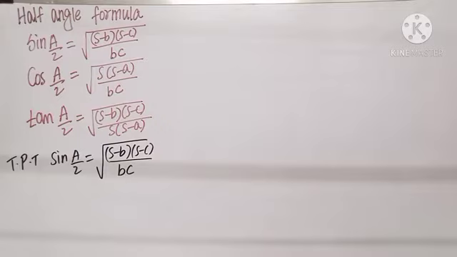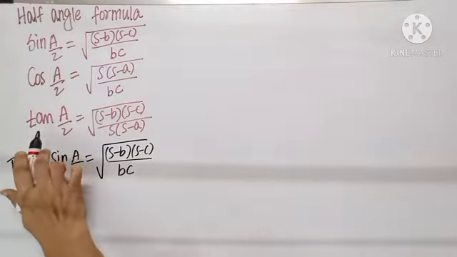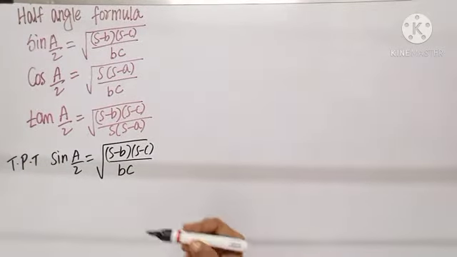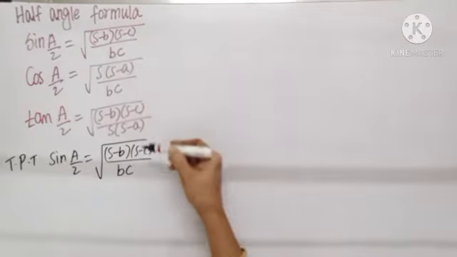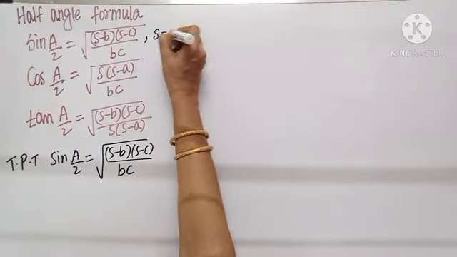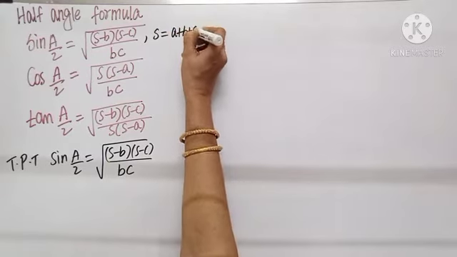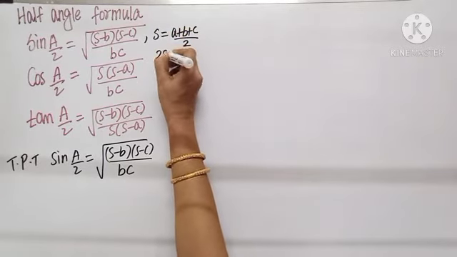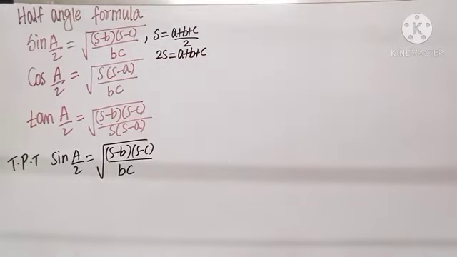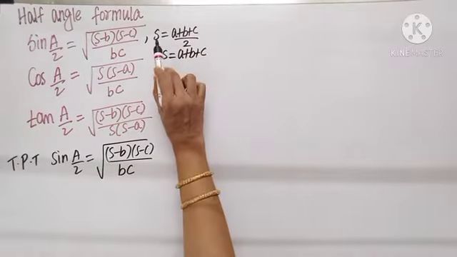Half angle formula. Sin A by 2, cos A by 2, tan A by 2. We have a set of formulas using the sides of the triangle and S. What is S actually? It is A plus B plus C by 2, or I can say 2S is A plus B plus C. So S we can term as a semi-perimeter.